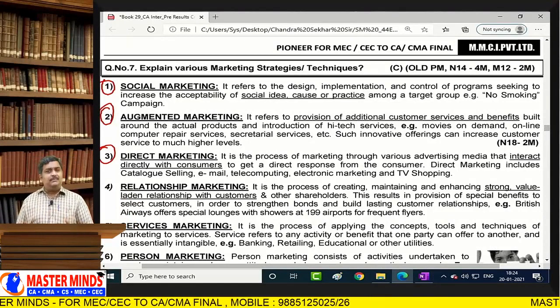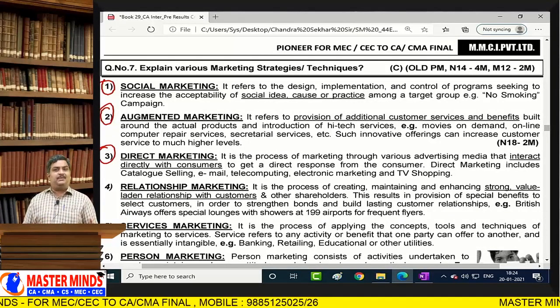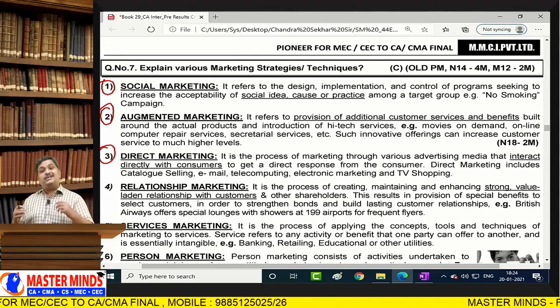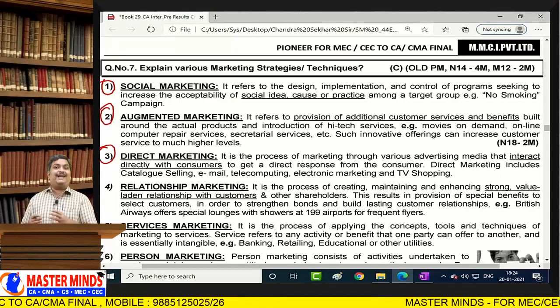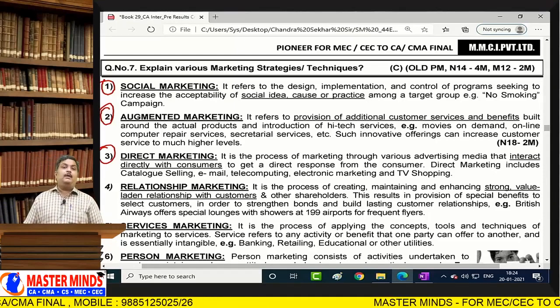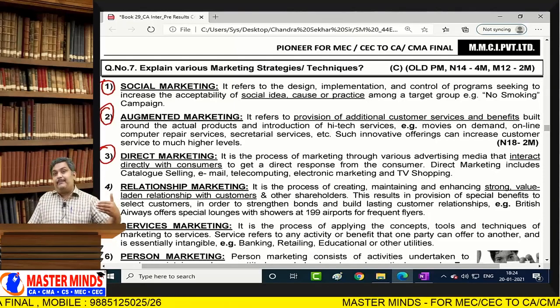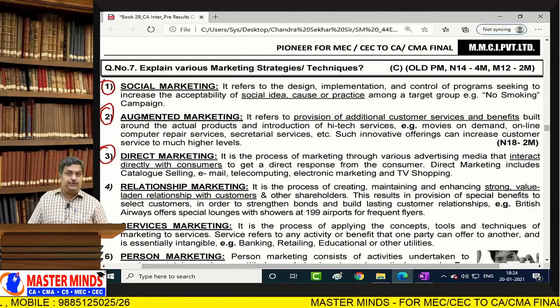Likewise, catalog selling. This is somewhat an old method. Companies used to send catalogs to you. So if you select whatever items you want from that catalog, you can send that catalog back to the company and the company will deliver the goods to you.